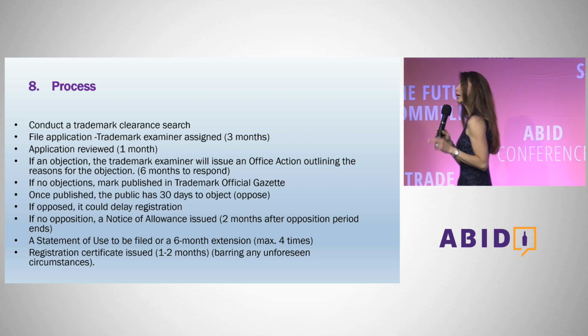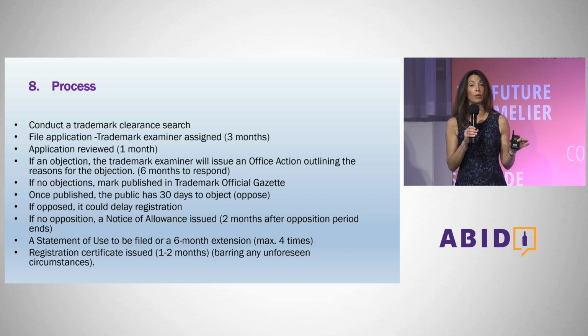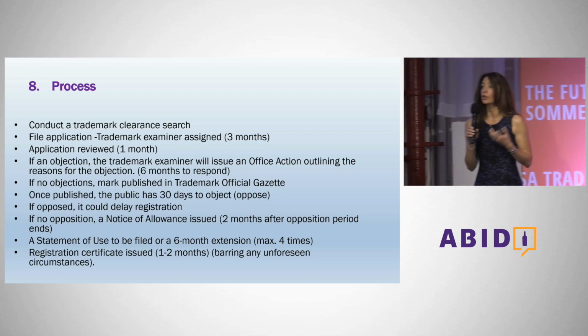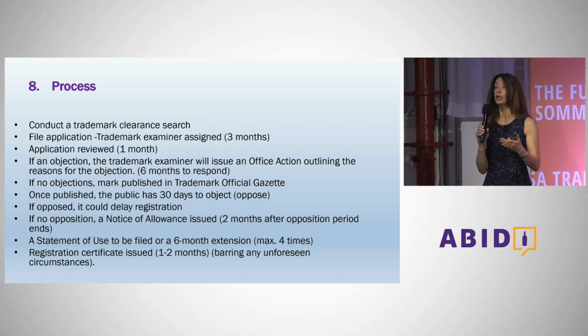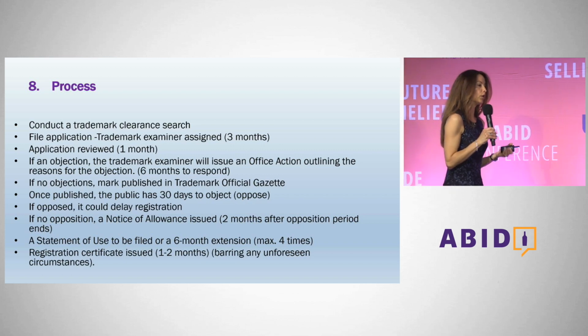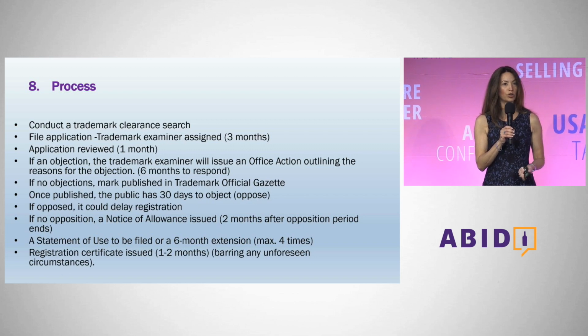If I have an intent to use application submitted, and there are no objections from the trademark examiner, well, then after it's published and there are no objections, the trademark examiner will issue a notice of allowance. So this means that your trademark is cleared, barring certain circumstances, and it'll register. So what do you need to do if you have an application for intent to use? Well, you need to show that you're actually using that mark in commerce before it can be registered.